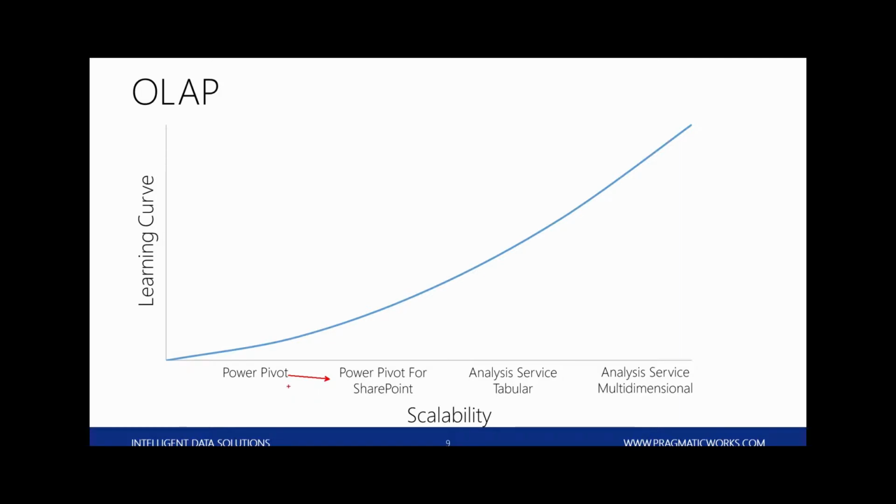Now we get the additional features and processing power of a server farm in our SharePoint environment, as well as the ability to add in security here and data refresh. So we can now take advantage of SharePoint security to determine who should and should not see this Power Pivot workbooks and the data behind it, as well as automating that data refresh.